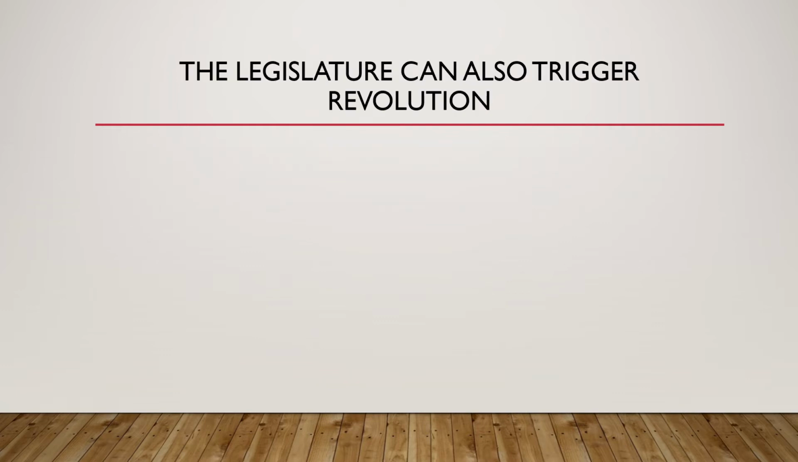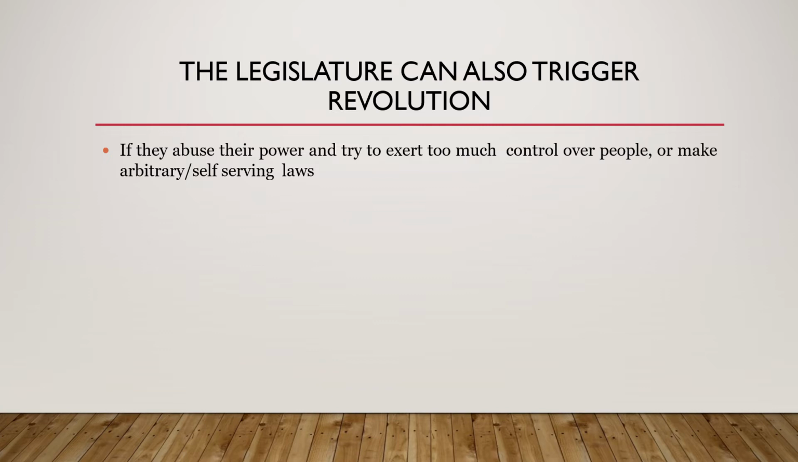Locke argues that the legislative branch can also trigger a revolution. And this is actually a really interesting part of what he says. If the legislative branch abuses their power and tries to exert too much control over people, then they are violating the social contract. The legislature is violating the social contract. Because remember, Locke says that rational people will structure their government with very limited powers.